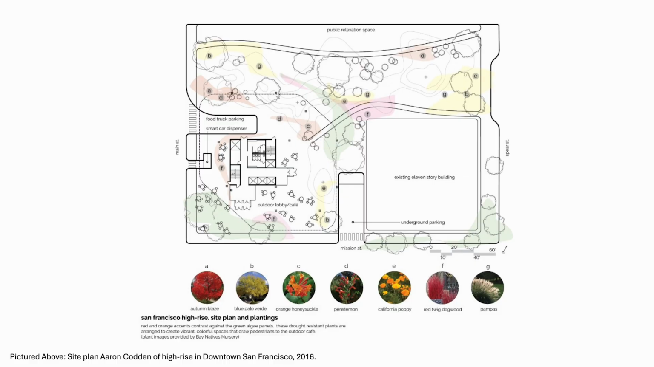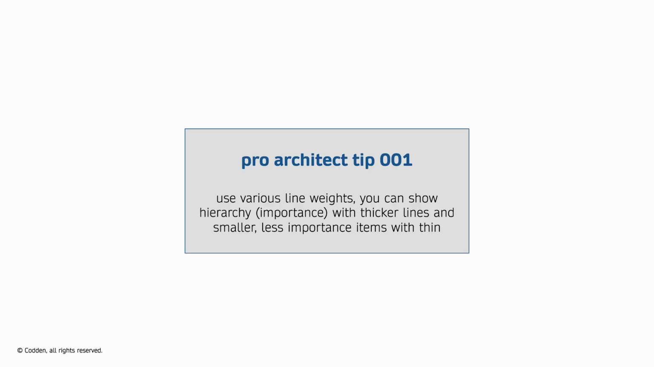Then I also showed plants because that was very important to the narrative. So you can see here it really depends on the design. And then another tip I have is to make sure to use various line weights.